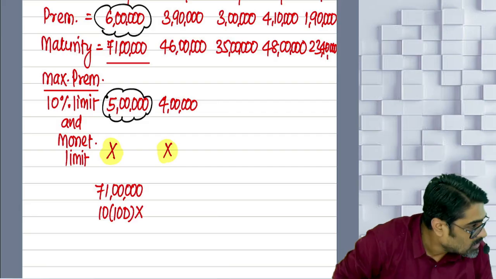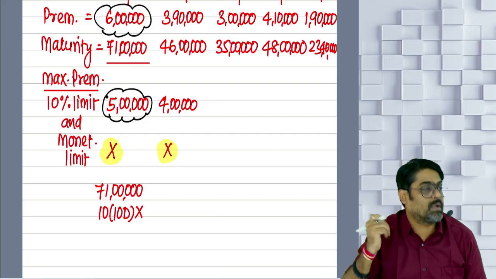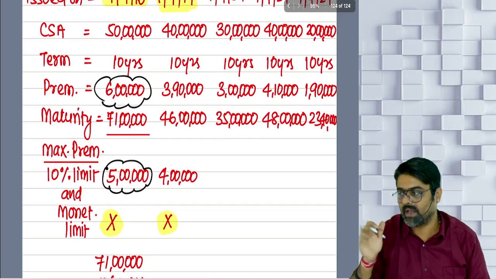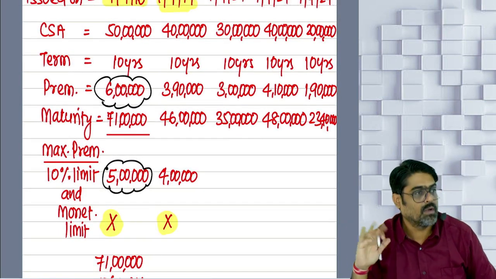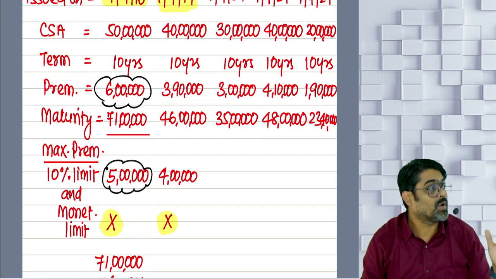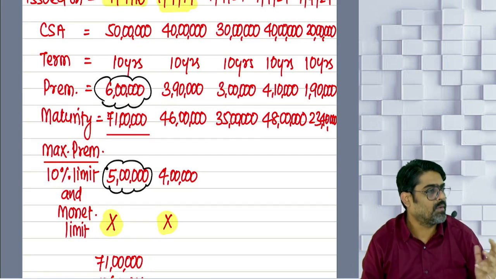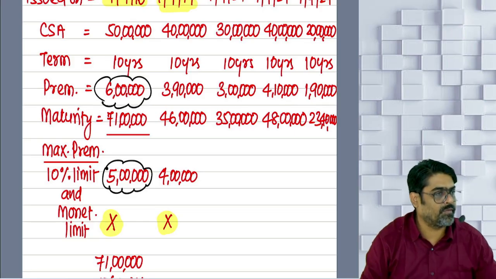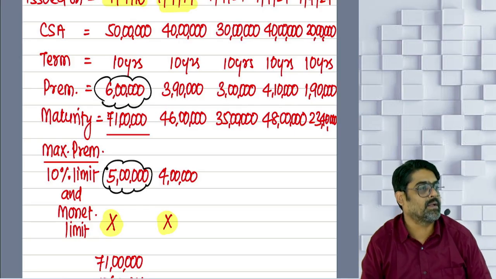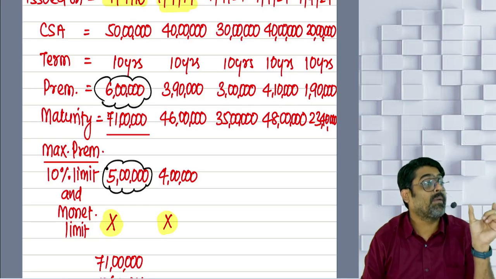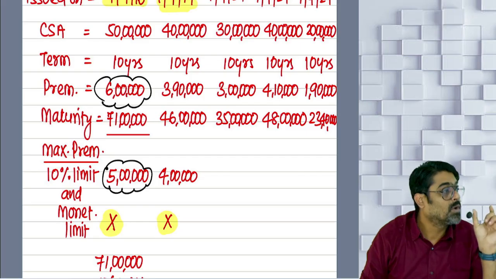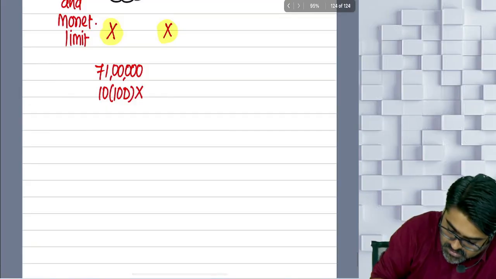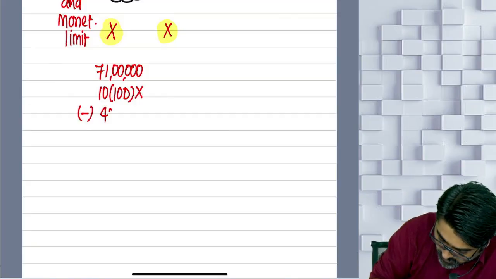Now out of this, whatever premium was not allowed earlier will be reduced. For example, every year out of 6 lakh, 1 lakh 50 was allowed and 4 lakh 50 was not allowed. Every year, yes or no? So whatever premium was not allowed, 450 multiplied by 10, that is minus 45 lakhs.